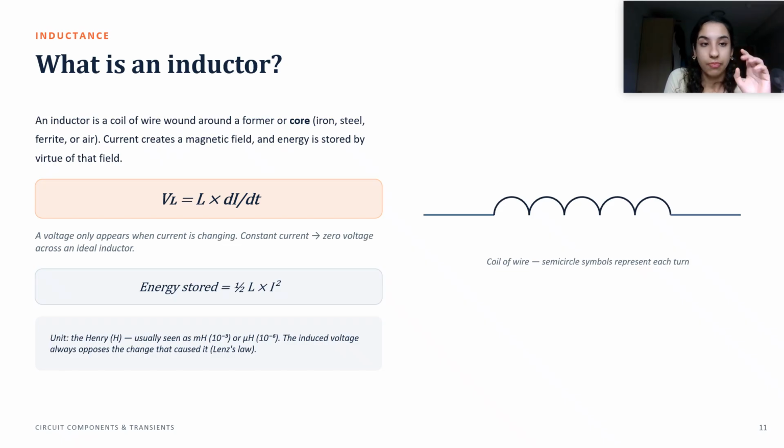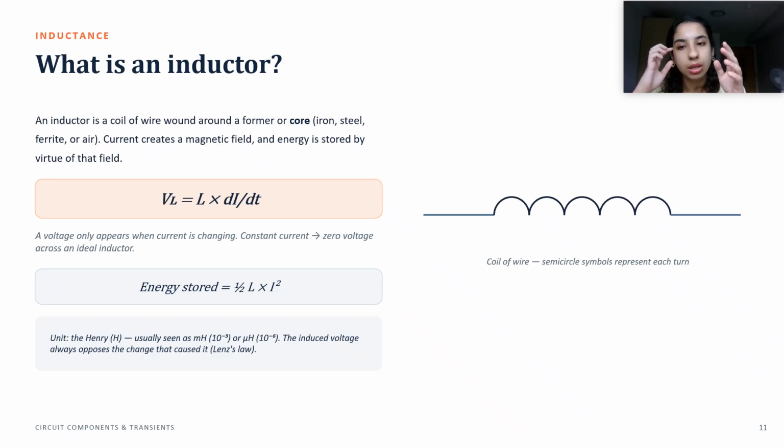Right, now we get to the inductor. Okay, think about it: you get a coil of wire and it's wound around a former core. You get steel or iron or even air. You bring a coil of wire and you wind it like this. Here is the symbol. The symbol looks kind of like a coil, so you could understand how it's used.